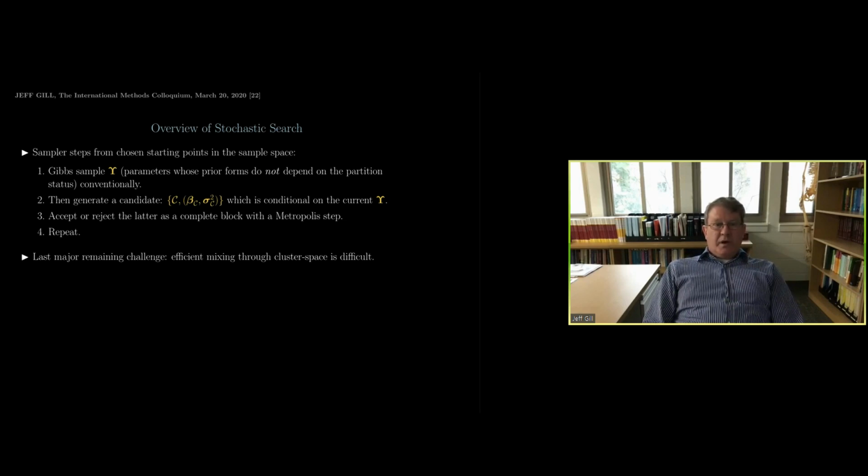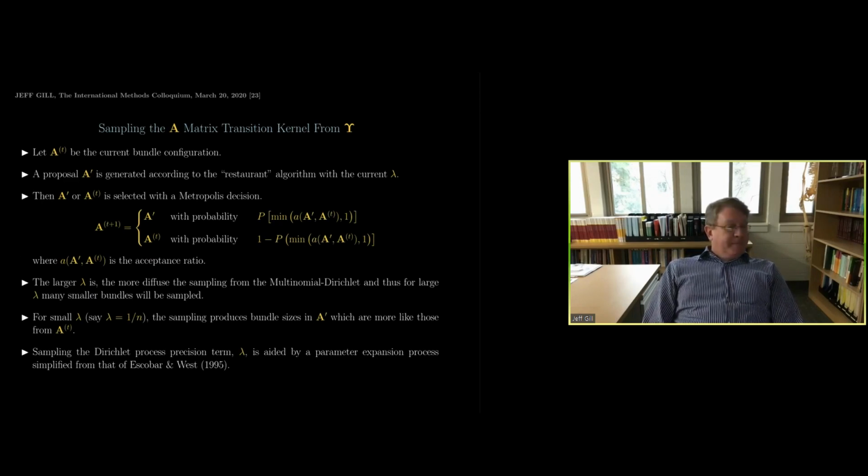So the general process of the samplers: we're going to sample the upsilon parameters, then we're going to generate a candidate cluster, then we're going to accept or reject that with a Metropolis step, and then repeat, of course, many times. The challenge is, of course, mixing through cluster space. If there's a question on this, I'll come back to it. This is just me sampling the transition matrix in the process of doing the upsilon steps.